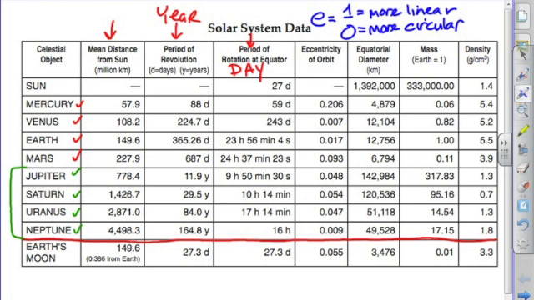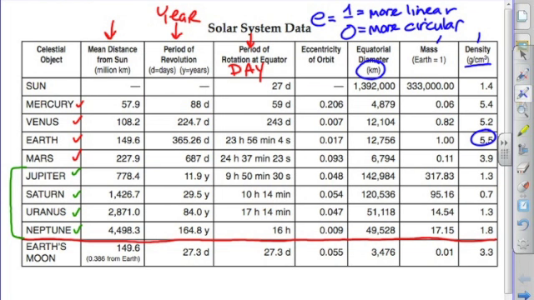Equatorial diameter in kilometers is literally just the measurement of the size of the planet along the equatorial diameter. That's in kilometers, not miles. Mass is basically the mass of the planet compared to Earth. We set Earth equal to 1, and then all of the other numbers are relative comparisons to the mass of Earth. Density, finally, in grams per cubic centimeter. You'll notice that Earth happens to be the most dense planet in our solar system.